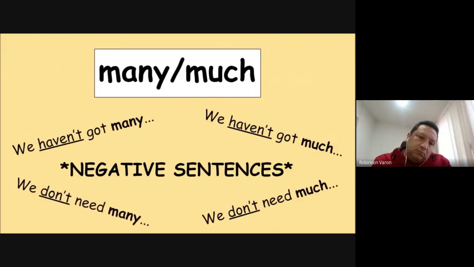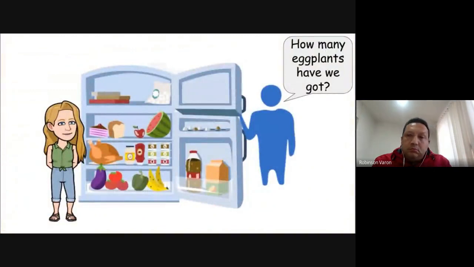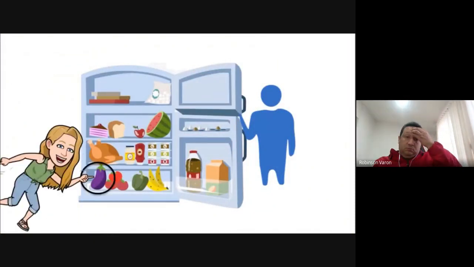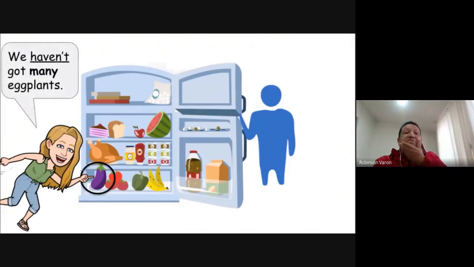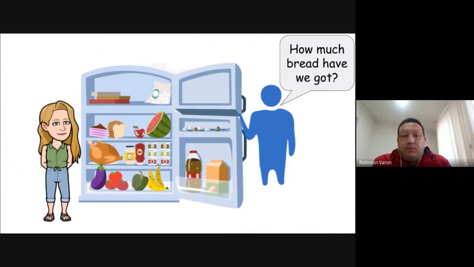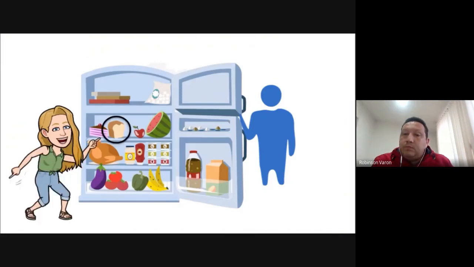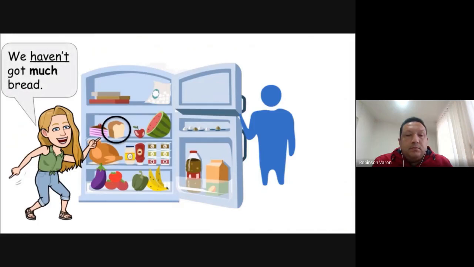For example, how many eggplants have we got? Ooh, only one eggplant. We haven't got many eggplants. How much bread have we got? Oof, only half a loaf. We haven't got much bread.